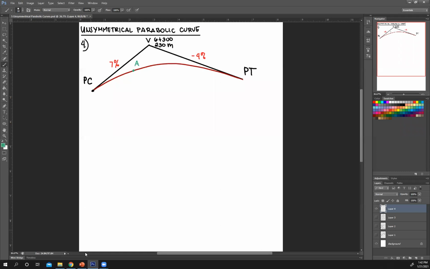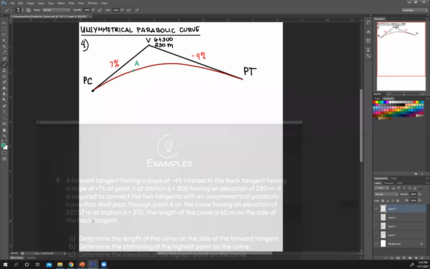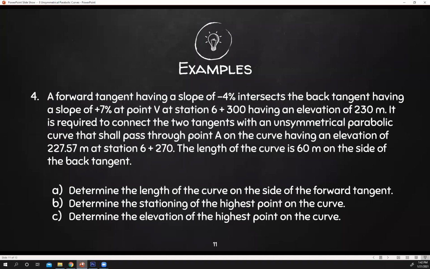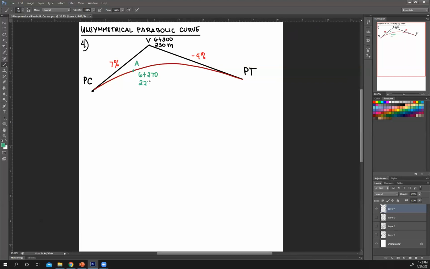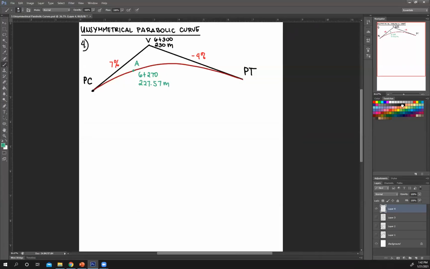You have your point A, elevation 227.57 and station 6 plus 270. The length of curve is 60 on one side. We're looking for L2.